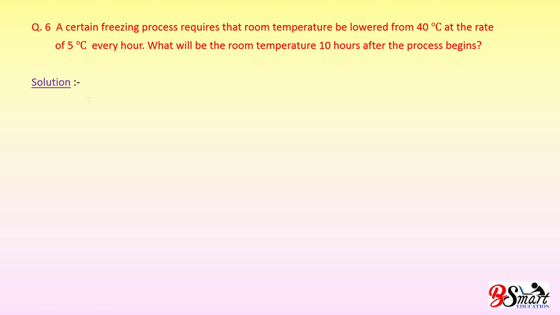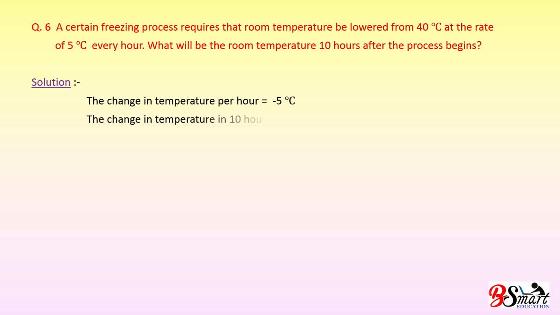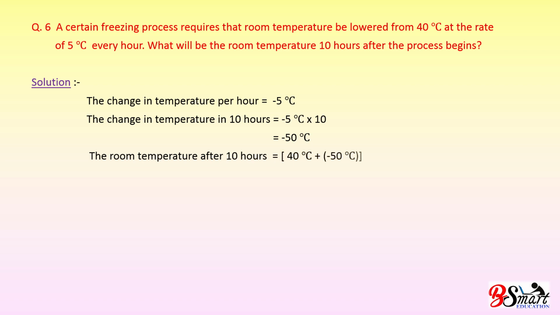Solution. The change in temperature per hour equal to minus 5 degrees Celsius. The change in temperature in 10 hours equal to minus 5 degrees Celsius into 10, which is minus 50 degrees Celsius. The room temperature after 10 hours equal to 40 degrees Celsius plus minus 50 degrees Celsius. That is minus 10 degrees Celsius.